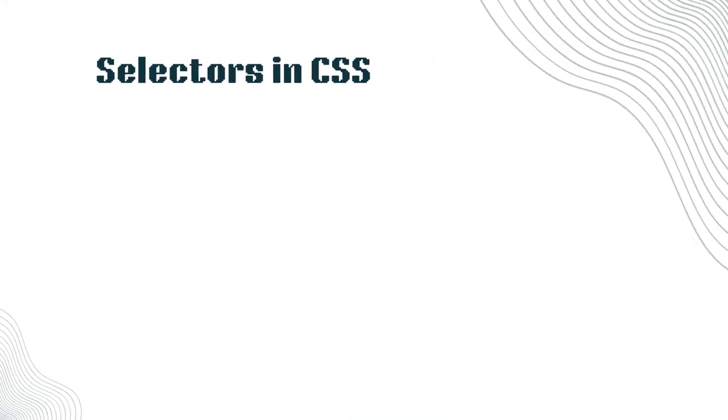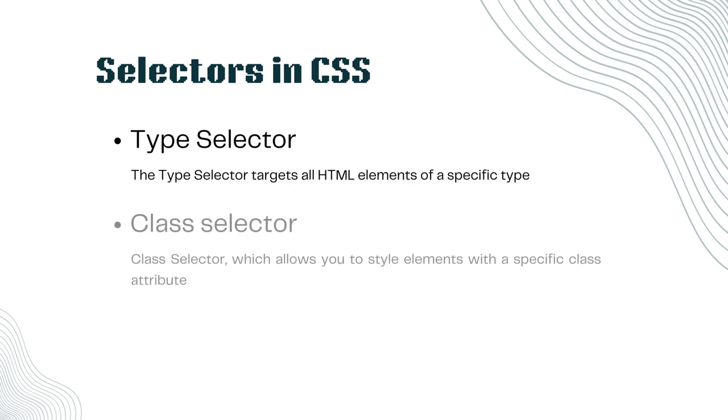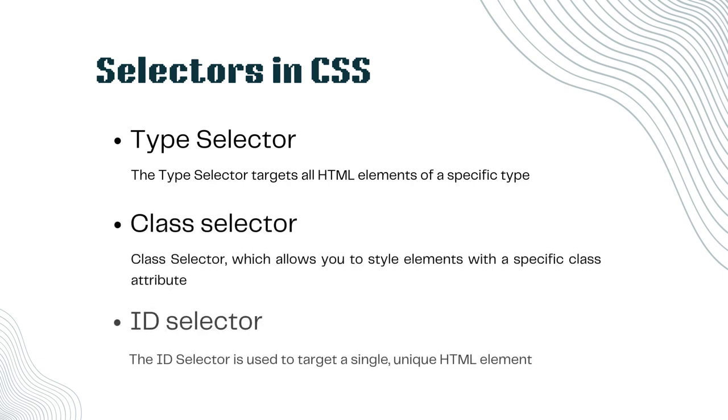Selectors in CSS are used to target HTML elements, so you can apply styles to them. There are different types of selectors that allow you to style elements with precision and flexibility. The three fundamental selectors are type selector, class selector, and ID selector. Let's explore each of them with examples.